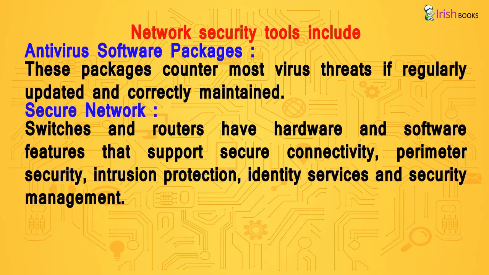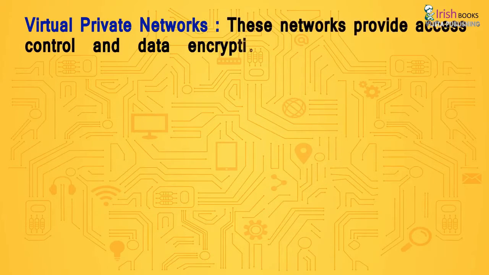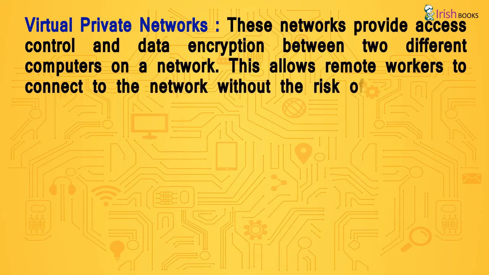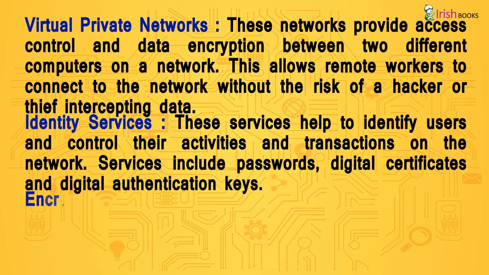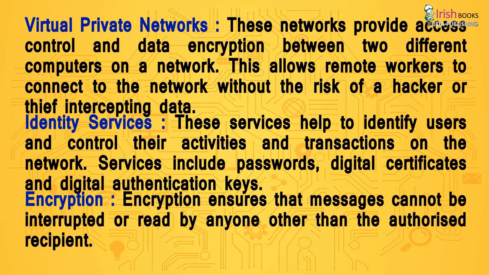Secure network. Switches and routers have hardware and software features that support secure connectivity, perimeter security, intrusion protection, identity services, and security management. Virtual private networks. These networks provide access control and data encryption between two different computers on a network. This allows remote workers to connect to the network without the risk of a hacker or thief intercepting data.